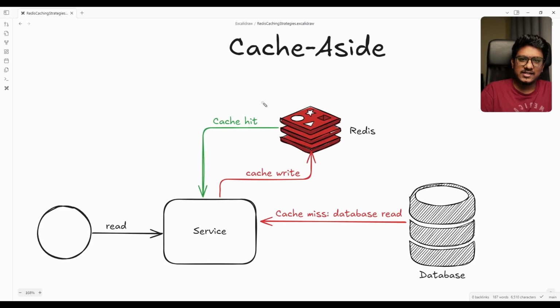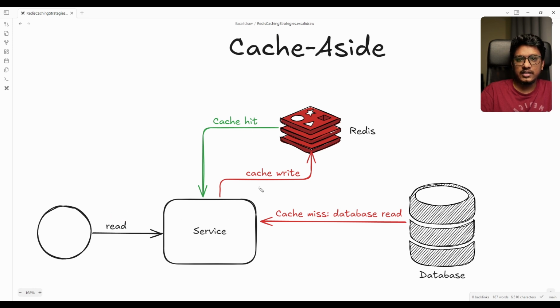First up, we've got the cache aside strategy, also known as lazy loading. This is the most commonly used pattern. This is how it works. Once the read request comes to the service, first the service checks whether the data is stored in Redis. If data is stored in Redis, it's a cache hit. So basically it simply returns the data all the way from Redis to the client.